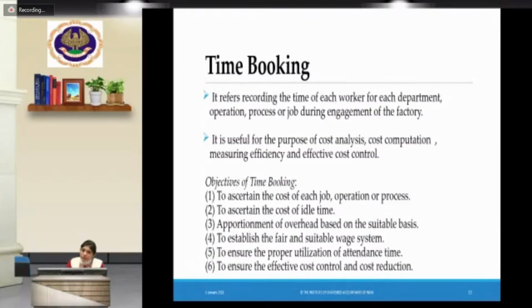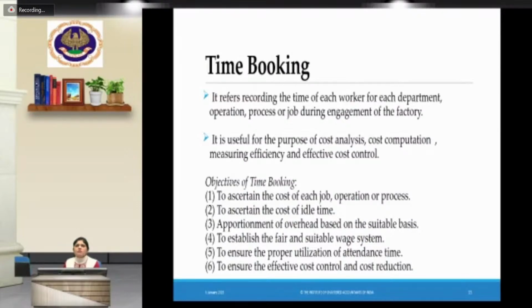But time booking means what exactly, how I've spent the time during the day. I've entered the organization at 9 a.m. I have left the organization at 6 p.m. What exactly I have done during the day, where I have spent these 8 or 9 hours, how I have spent. So that is the record which time booking keeps of that employee.